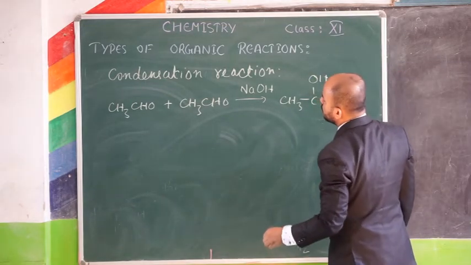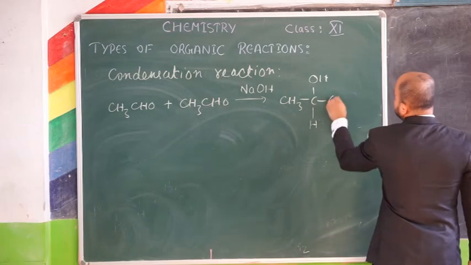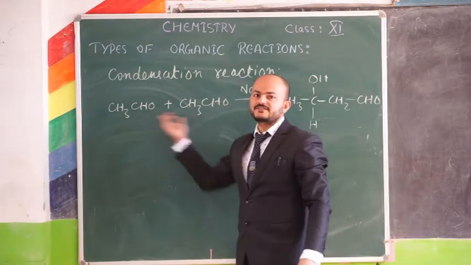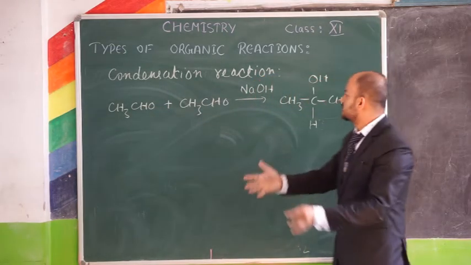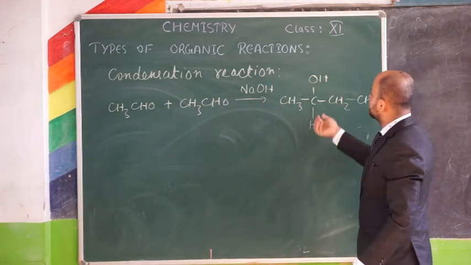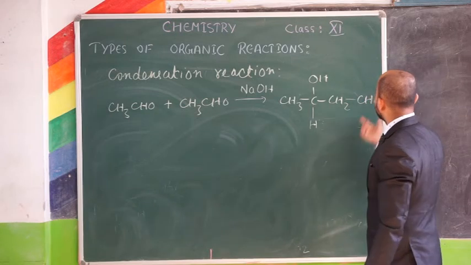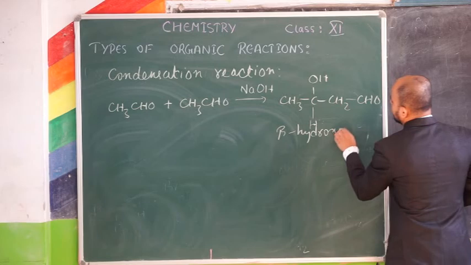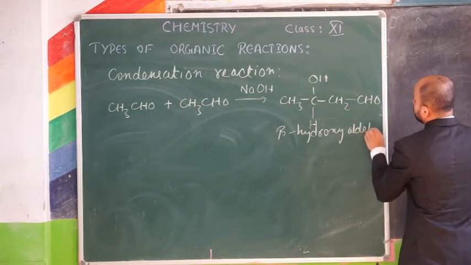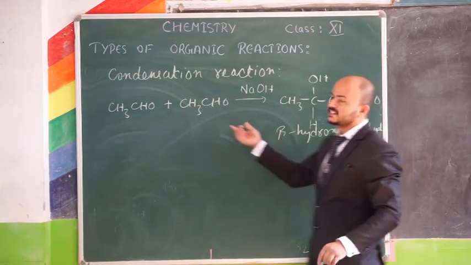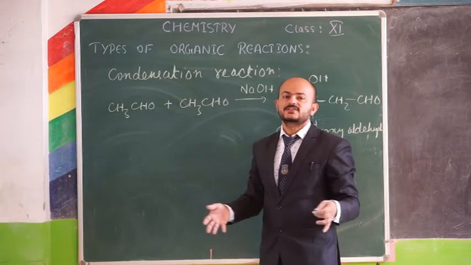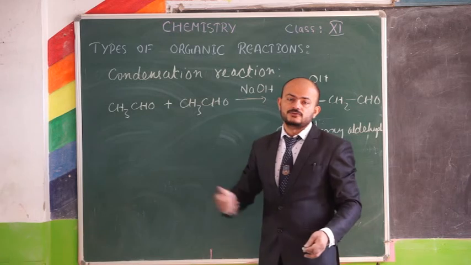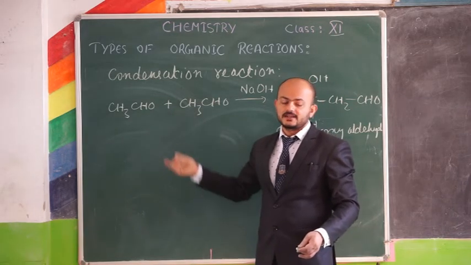CH, you have hydrogen, then you have CH2, CHO. So this compound, see, these were two different compounds. Now they have been condensed to form one single compound, and this is known as beta hydroxy aldehyde. So in class 12, you have this reaction, and this reaction is aldol condensation, and the mechanism of this reaction will be taught to you in class 12. So remember, this is condensation reaction and it is aldol condensation.